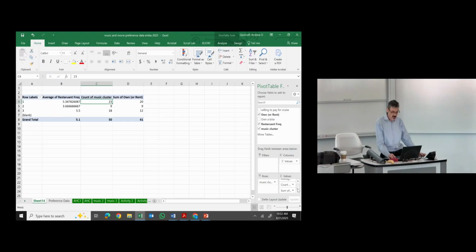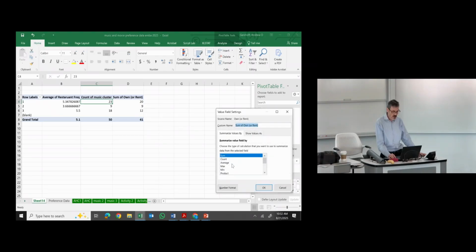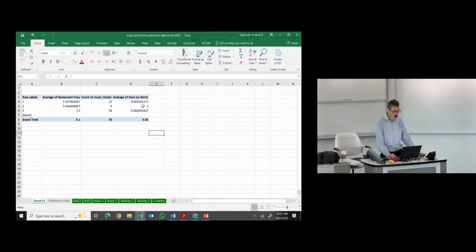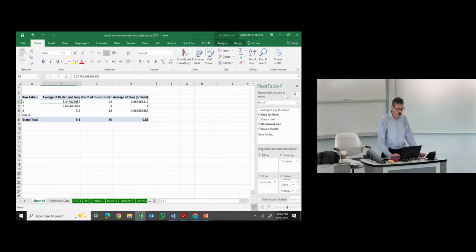Let's take a look to see is there any difference in owning homes. These are zeros and ones, so I can take the average to get the percentage. It looks like in cluster 1, 86% of people own their home. Cluster 2, 100% of the people own their own home. Cluster number 3 is probably the people who rent more often. It's also interesting to see the relationship where people who definitely own homes tend to go to restaurants less frequently. At least it appears to be that way.